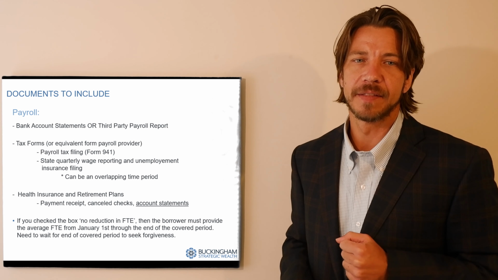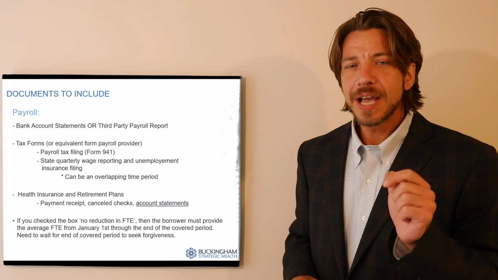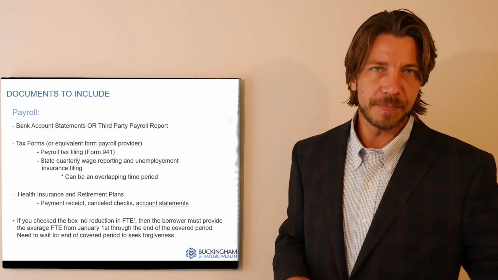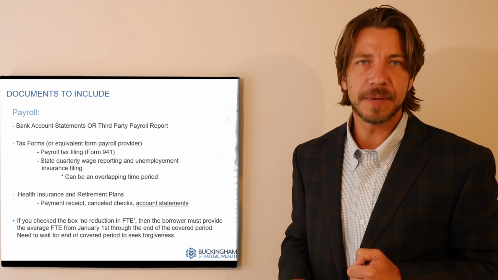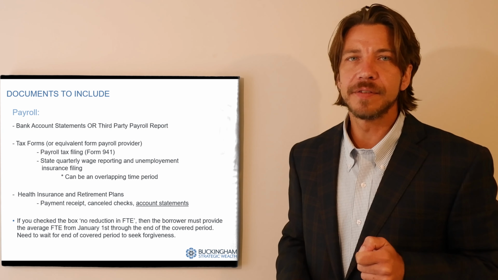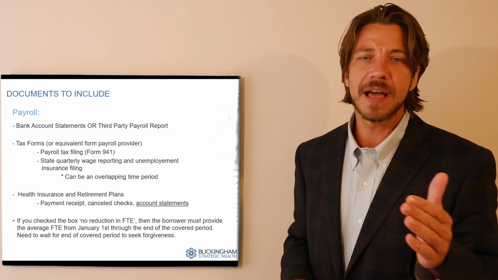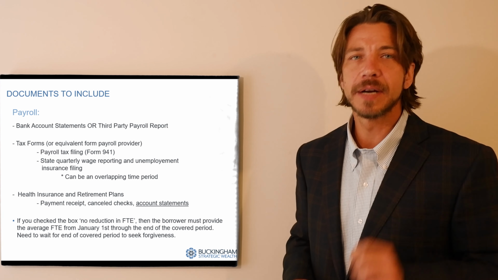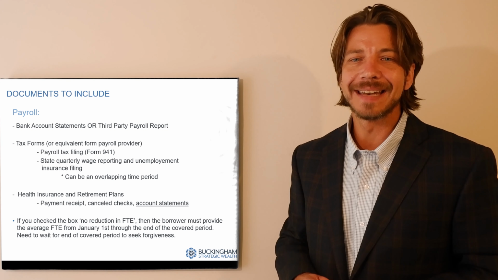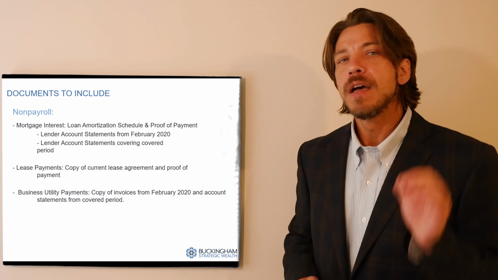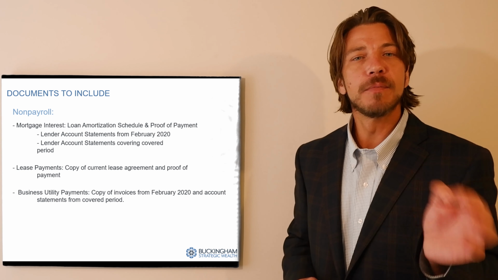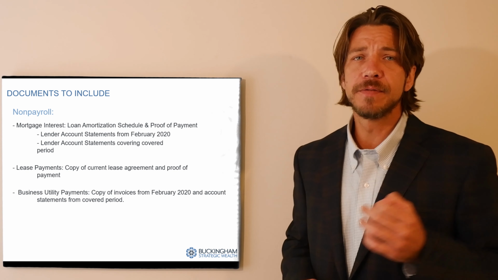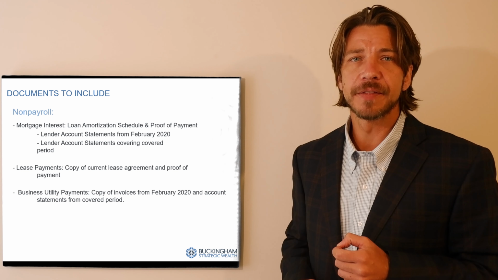and the account statements. If you did check the box for no reduction in full-time equivalent, right, that second group that can use this easy PPP form, where they did not reduce any of their staff over the time period, then that borrower must provide the average FTE from January 1st all the way through the end of their covered period. For the non-payroll elements, so mortgage interest, you want to have your loan amortization schedule along with proof of payment for your mortgage payments.